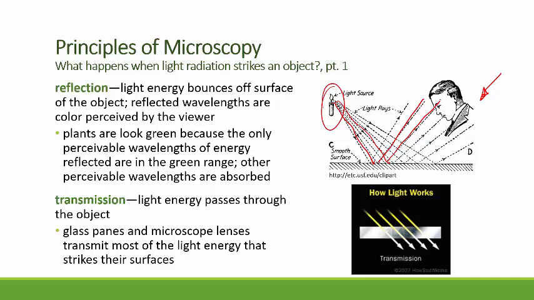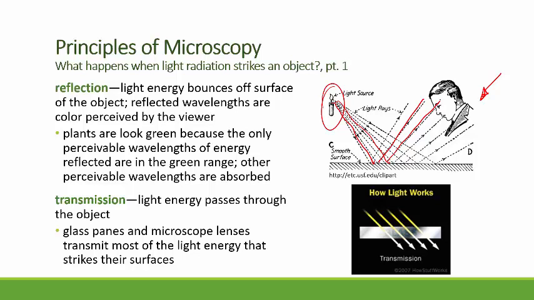And so when we see green plants or a red t-shirt, what we're seeing is the green wavelengths being reflected from that green plant, or the red wavelengths of light being reflected from that red t-shirt. And all the other available or perceivable wavelengths of light have been absorbed by the red t-shirt or by the green plant. So we'll talk about absorption in a minute.